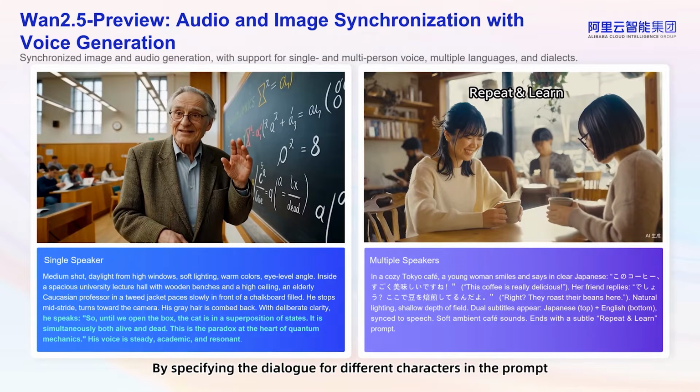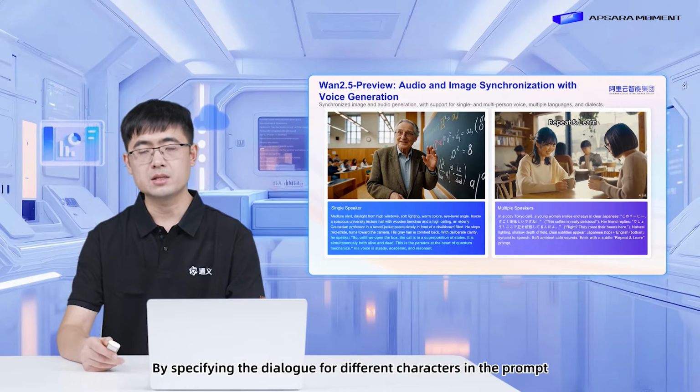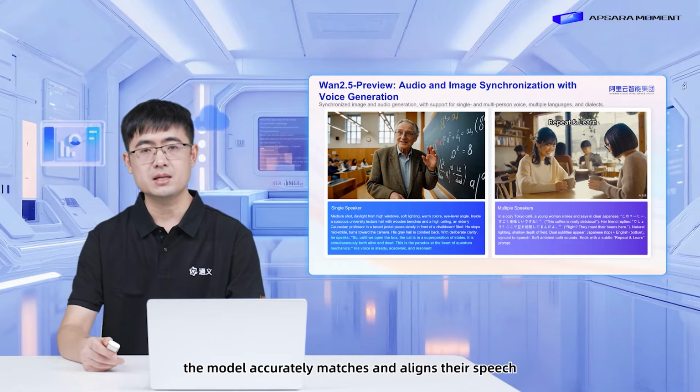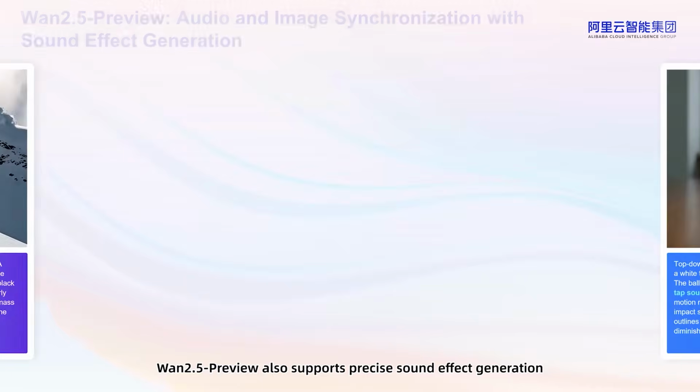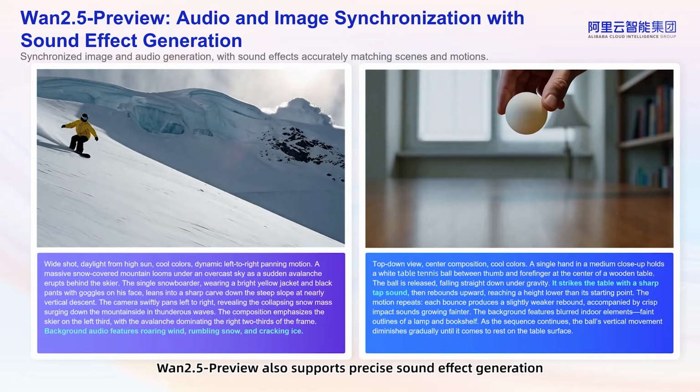By specifying the dialogue for different characters in the prompt, the model accurately matches and aligns their speech. Wan2.5 Preview also supports precise sound effect generation that matches the video's scene and actions.